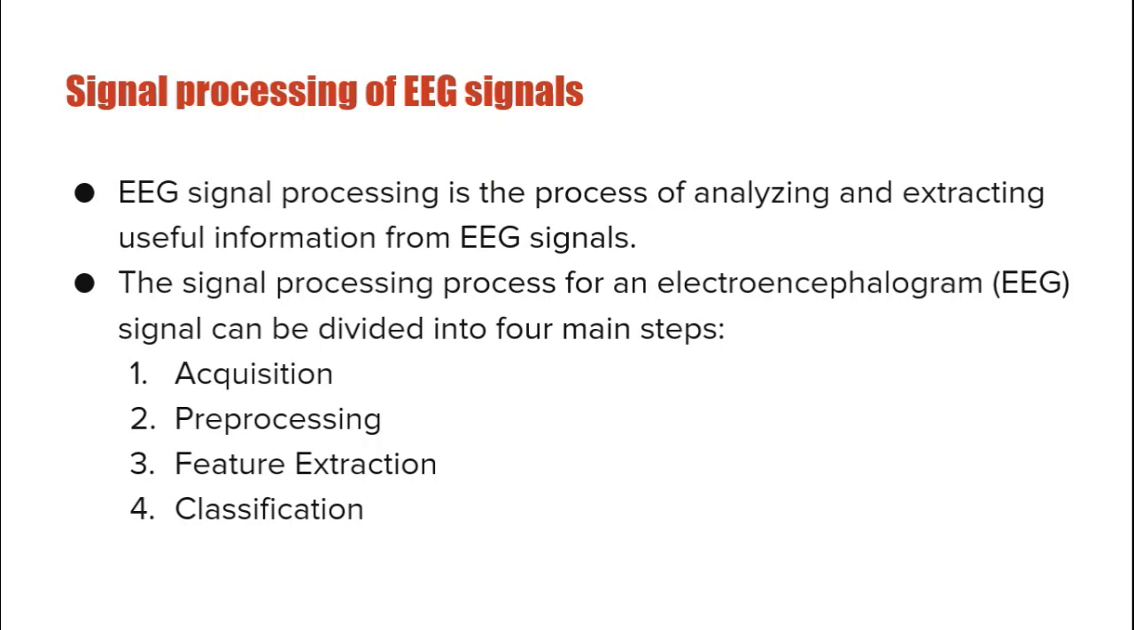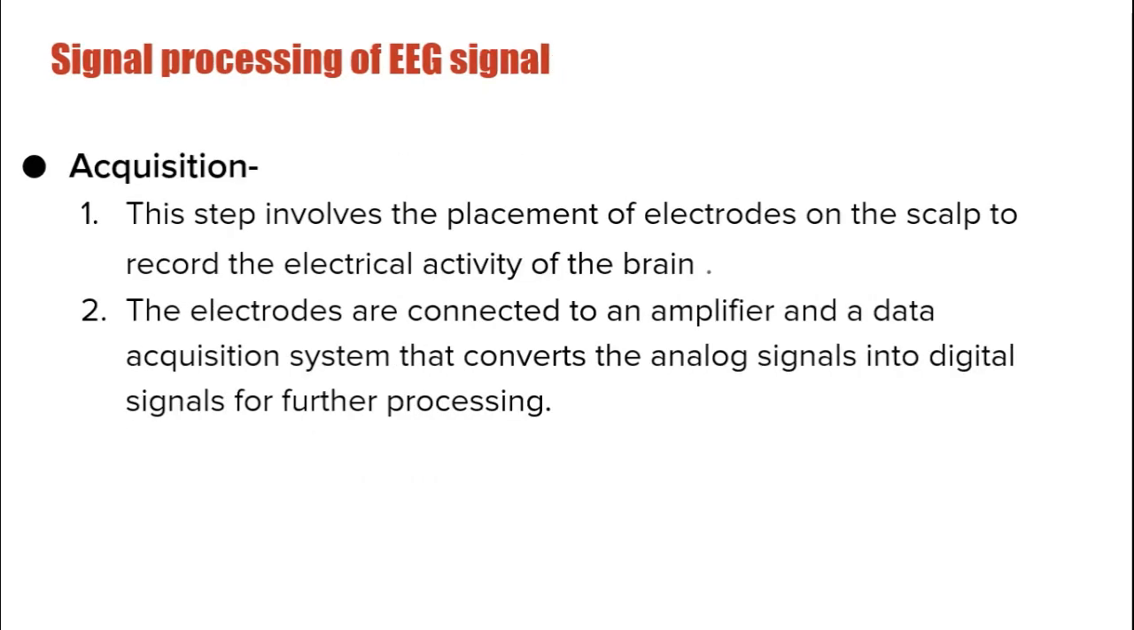It involves analyzing and extracting useful information from the signal which we got from the body. It is mainly classified into four parts. First is acquisition, second is pre-processing, third is feature extraction, and fourth is classification. Let's start with the acquisition process.